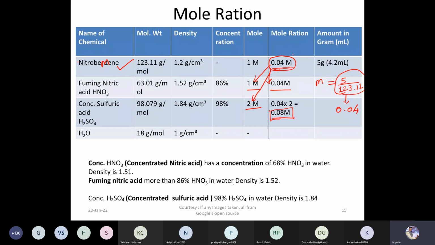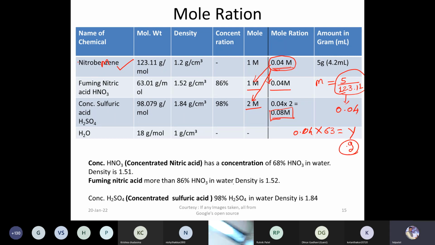So now we have the mole, but we do not have the exact amount of the substance we require for the reaction. So what we have to do again is this: mole means 0.04 into 63. એટલે આપણે આ કરવું પડશે, 0.04 into 63. So suppose we will get Y gram.